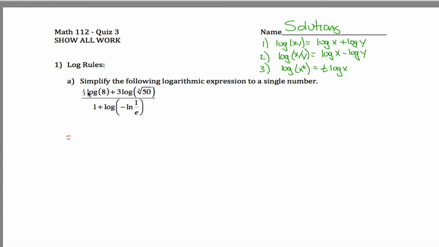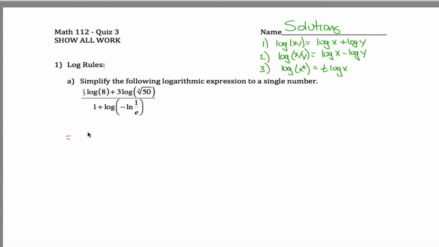Let's see. The first thing you'll want to do is apply the third log rule. You might think you can apply the first log rule up here in the numerator, but you can't because of these coefficients here. However, you can get rid of these coefficients using this third log rule kind of in reverse. What you have is something that looks like this. You can make it look like this.